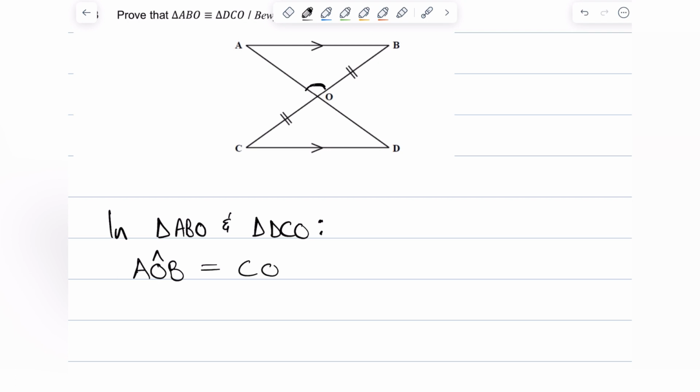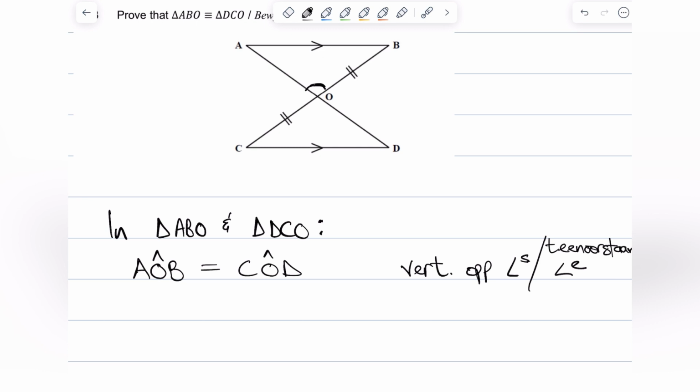So COD. You could also say DOC, but in this case, the order is not that important as long as we have the right letter in the middle. So DOC or COD, both of those names refer to that angle over there, and that's important. So that angle and that angle are equal, and the reason for that is vertically opposite angles.